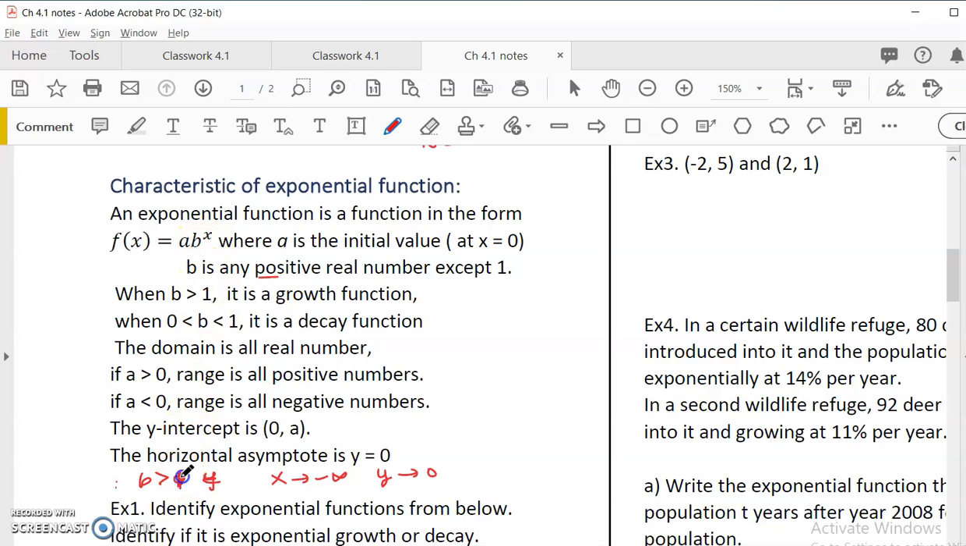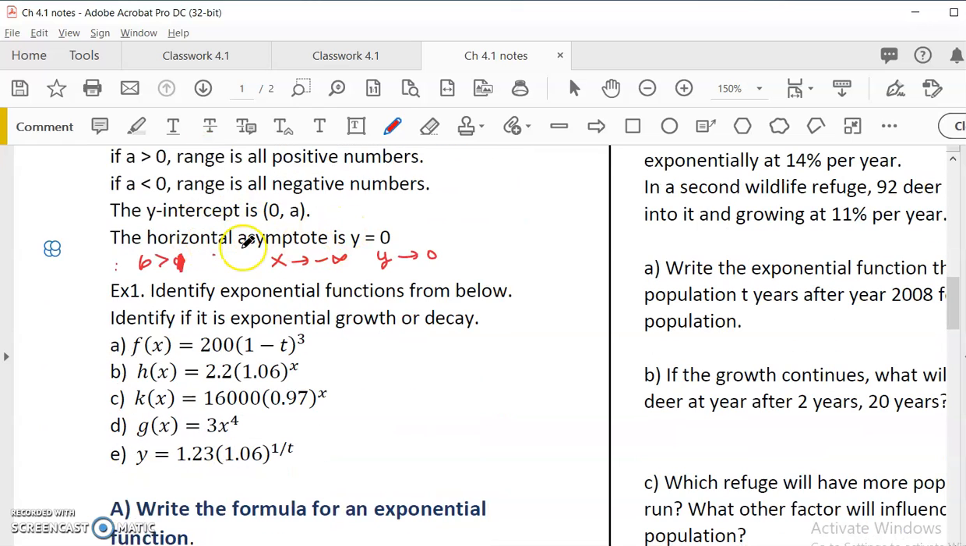It's a growth function. Let me clear this. If b is a growth function, it's getting more and more. But if you go to the negative side, then you're dividing by b, right? You keep on dividing, so the whole thing will become 0. Okay, so that's the reverse, but we'll talk about those in 4.2.